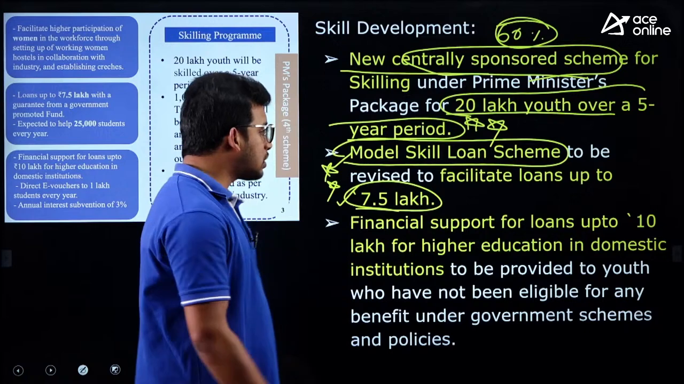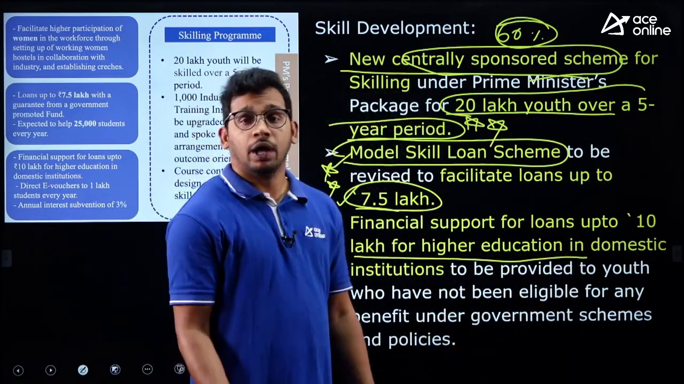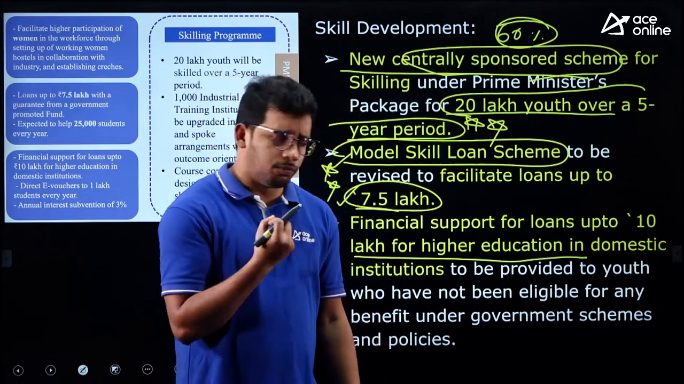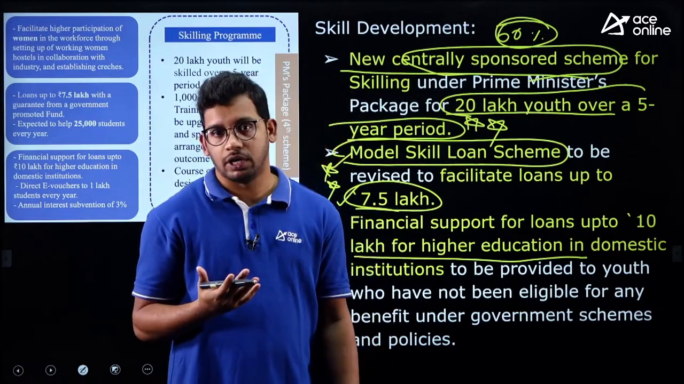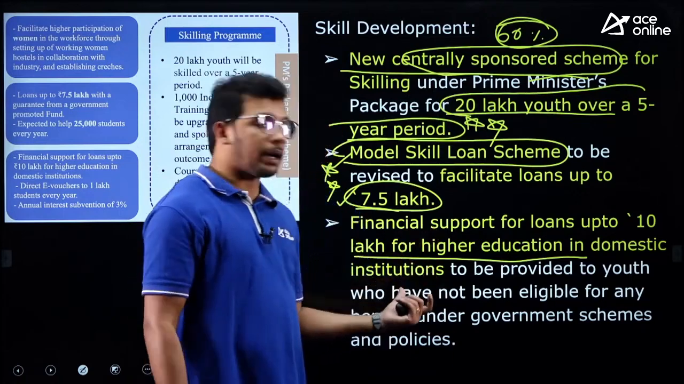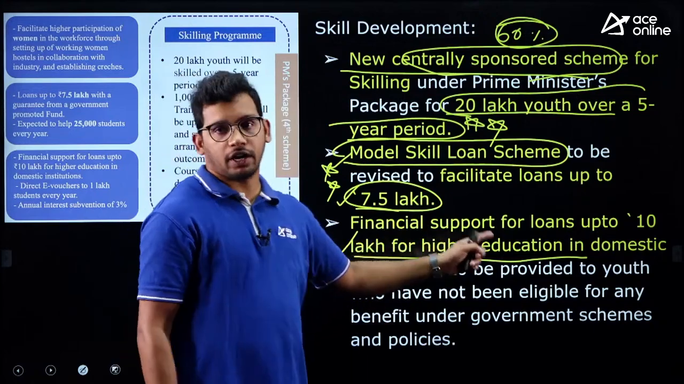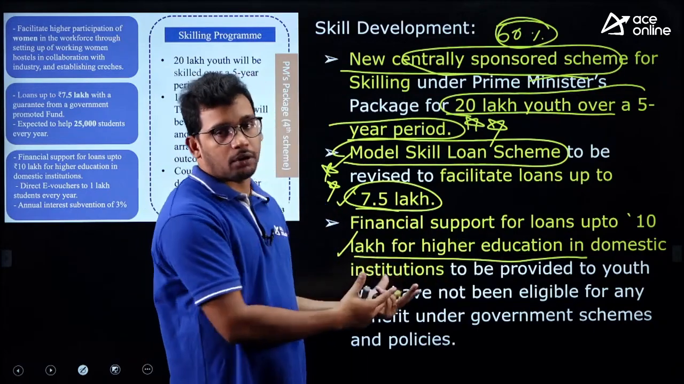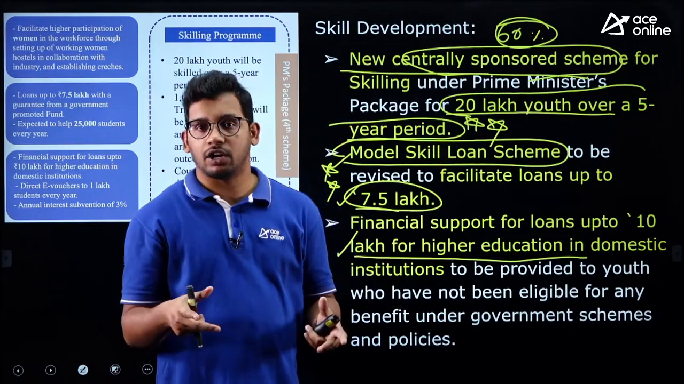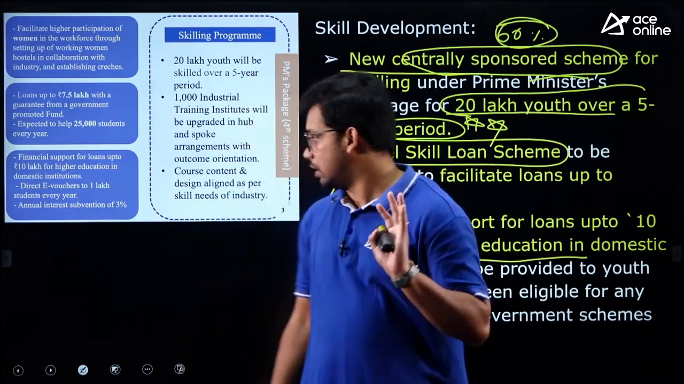Next one, financial support for loans up to 10 lakh for higher education in domestic institutions. Many people, like students, wish to do higher education like MTech, a master's degree, PhD and so on. For that purpose the government is coming up with 10 lakh for higher education. You can take a loan directly from the government, 10 lakh rupees, and pursue a master's degree or similar, then get employment and pay back, right. So the government is encouraging that, fine.